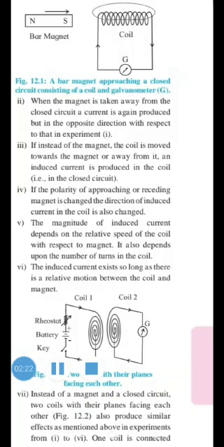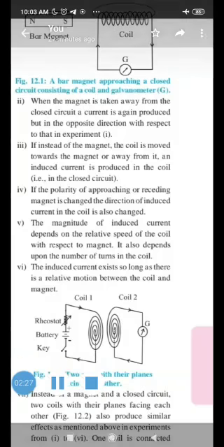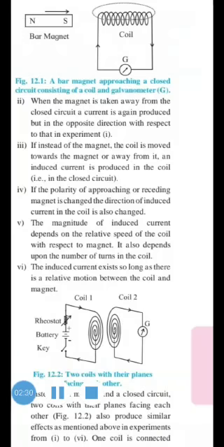Now, in this experiment, when the magnet approaches the closed circuit consisting of the coil, it produces an electric current, and this current is known as induced current. When the magnet is taken away from the closed circuit, a current is again produced, but this current is in the opposite direction with respect to what we see in the first case.